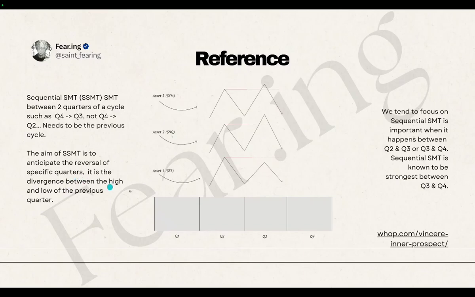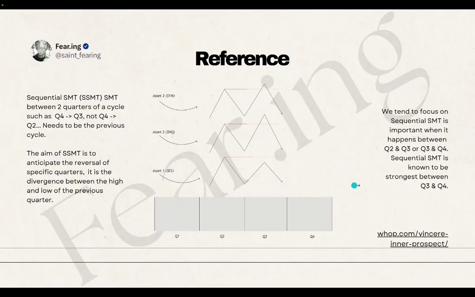So, sequential SMT looks like this. The SMT between the Q3 high with the Q2 high. As you can see, asset 1, ES, puts in a failure swing during Q3, failing to run out the Q2 high, while assets 2 and 3, NQ and YM, during Q3, both of them run out the Q2 high. That gives us sequential SMT, and from there we can anticipate price to head lower.